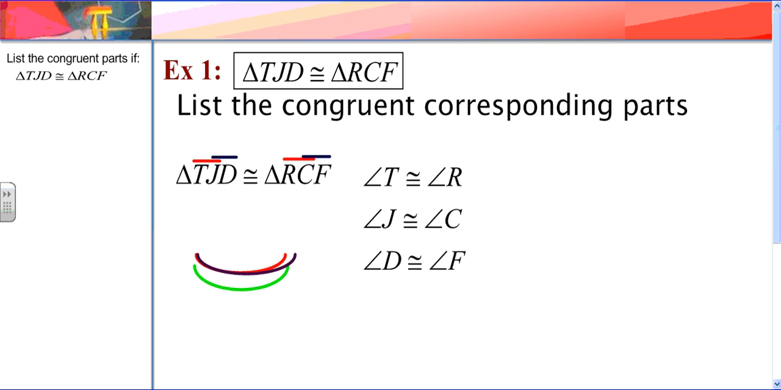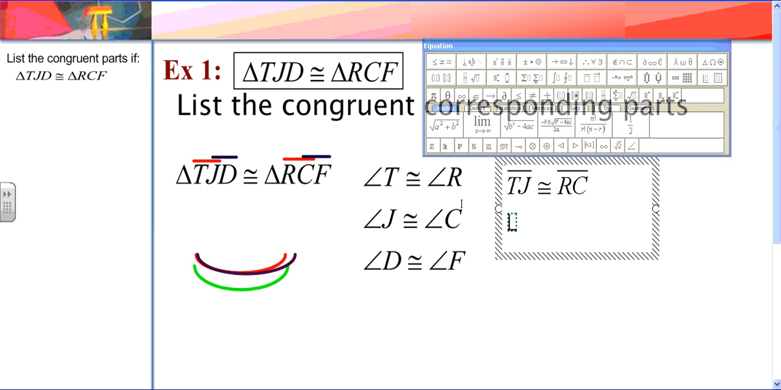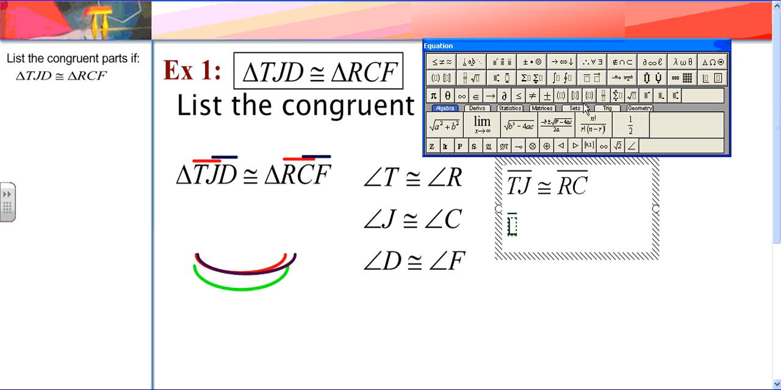And I'm just showing you this little trick because it's a nice, easy way to figure out what's congruent without actually drawing the figure. But of course, we're going to do that as well because we should always start with a diagram. In fact, I should have already drawn a diagram, right? So segment TJ is congruent to segment RC. And then we can say segment JD is congruent to segment CF. But wait a minute, how many sides are there in a triangle?